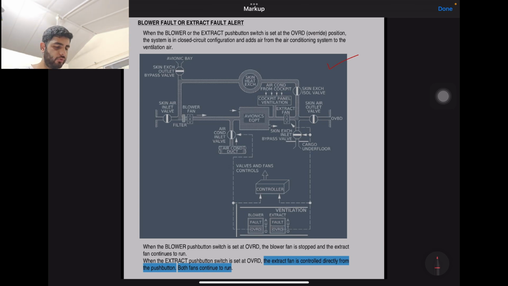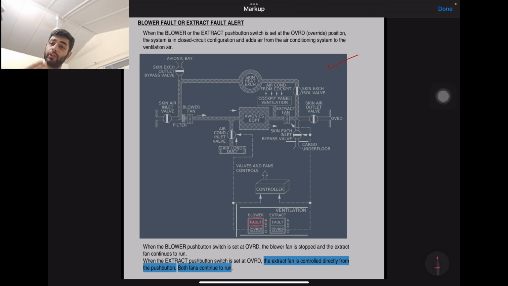Okay, the blower fault will occur. This blower fault light will come in when any of four conditions are met. Either smoke is detected, or the blowing duct pressure is too low, or the computer power supply has failed, and finally if your duct overheats. That's the case for blower.